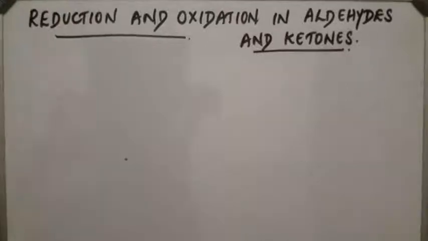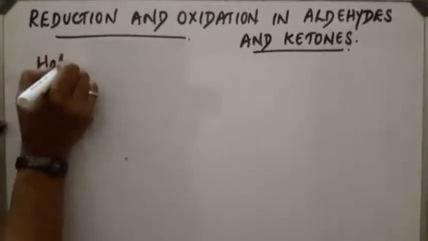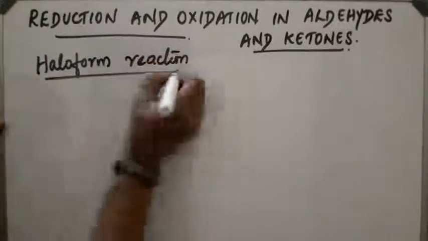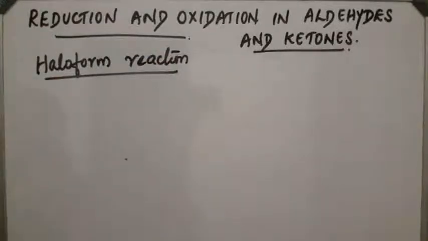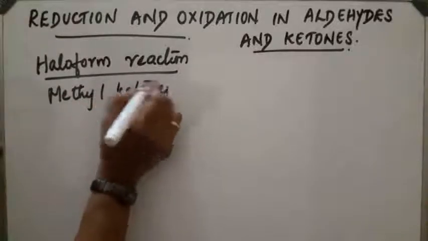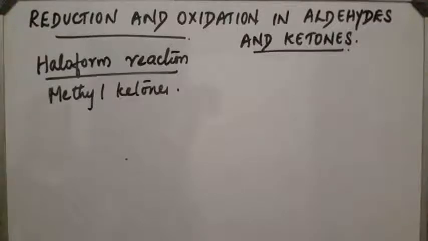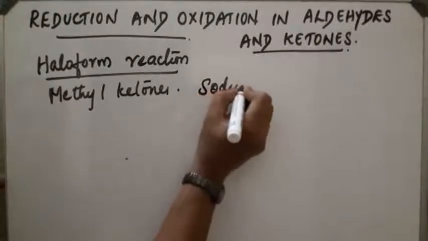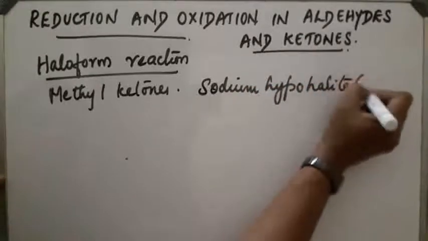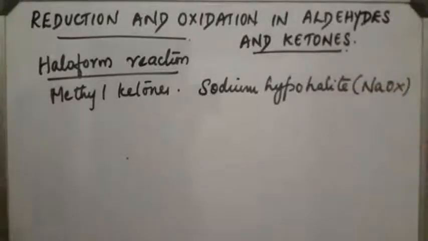Next, the haloform test, or haloform reaction. This reaction is given only by methyl ketones, that is, one CH3 attached to the C double bond O group. Such ketones only give this reaction. One methyl group linked to the carbonyl group is oxidized in the presence of sodium hypohalite, that is NaOX.